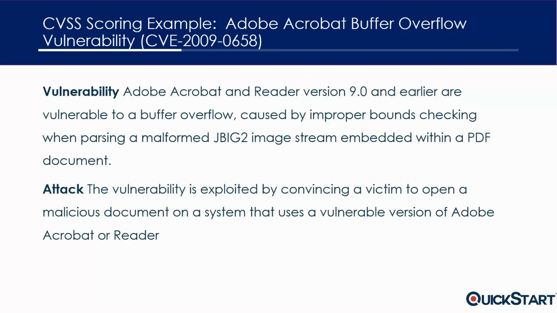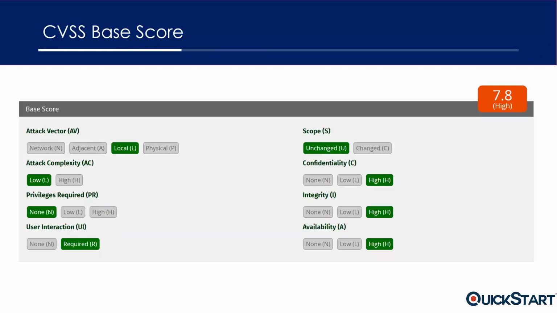So send them a PDF with this malformed JBIG2 image, and now I have set the conditions for the buffer overflow. Okay, that's essentially all that means. So the first thing I do is get my base CVSS score, and it looks something like this, right? What you see highlighted in green is what the CVSS base starts with.